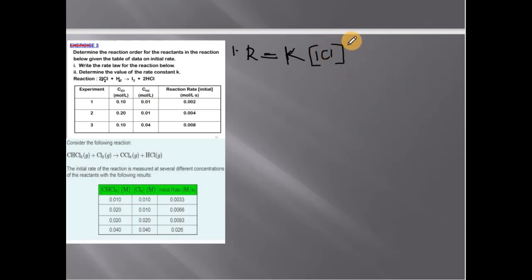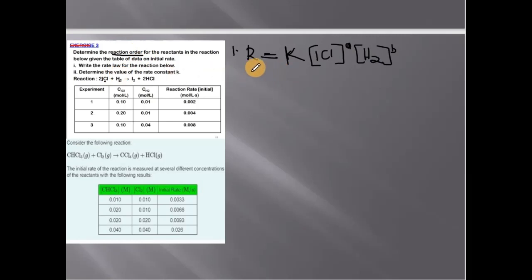This one has an unknown reaction order, which is A. This is what we are going to look for. Then we have hydrogen gas, which is H2, with also an unknown reaction order, which is B. So this is a hypothetical rate law for this reaction. Our task is to look for the reaction orders and also determine the rate constant.